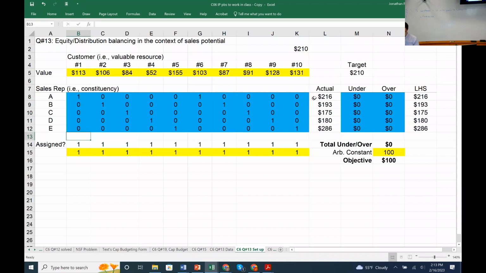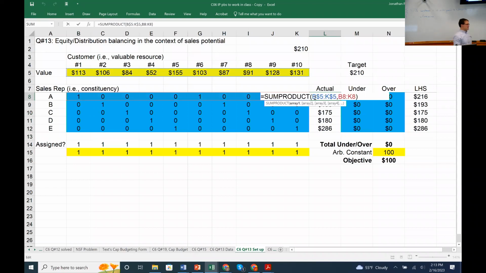When we go across the row, we're not really interested in the simple number of customers that each salesperson gets. We're interested in the sales potential that salesperson gets, or a weighted sum of the number of people.